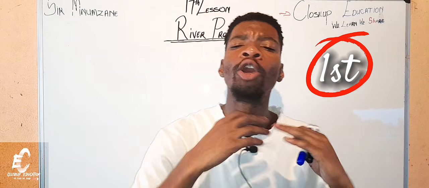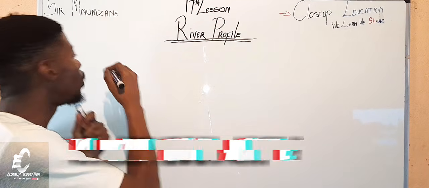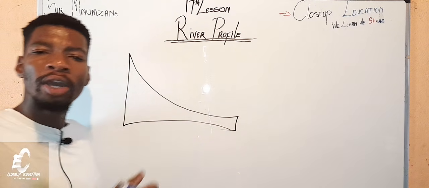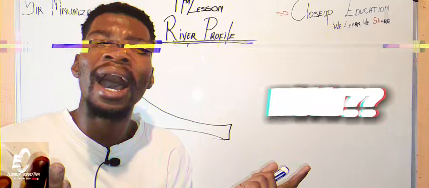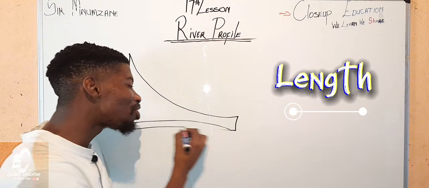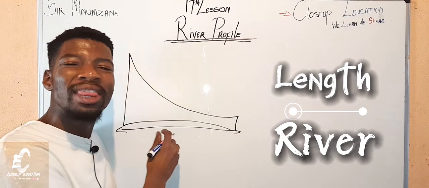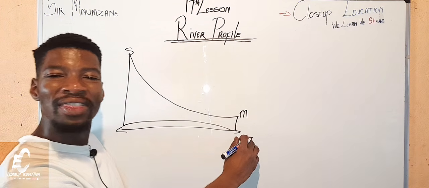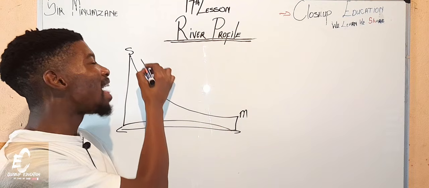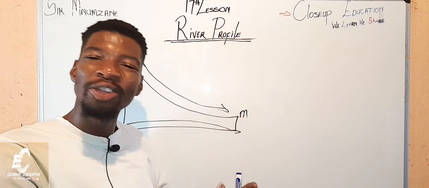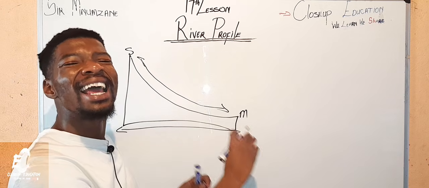Our first sketch will be the longitudinal profile sketch, right? This is how it looks. When you're looking at the sketch, what instantly comes to your mind? You can definitely see that it shows us the length of the river, from where to where? From our source to our mouth. It also shows us the gradient of the river bed.